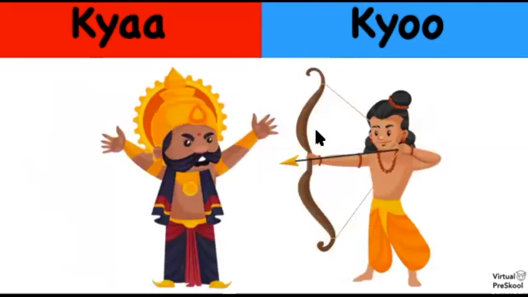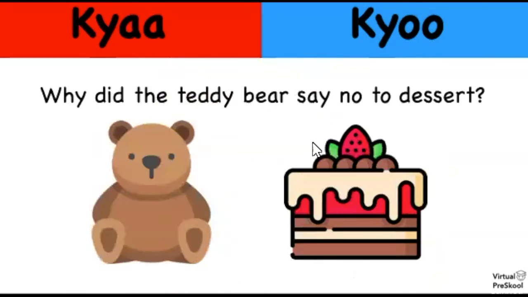Why did Ram aim for Ravan's belly button? Kyun or kyaa? If you said kyun, very good. And what's the answer to the question? If you've heard my Ramayana story, you should know the answer. Bhagwan Brahma made it so that Ravan couldn't get hurt except in his belly button. So that is why Ram aimed his arrow at Ravan's belly button.